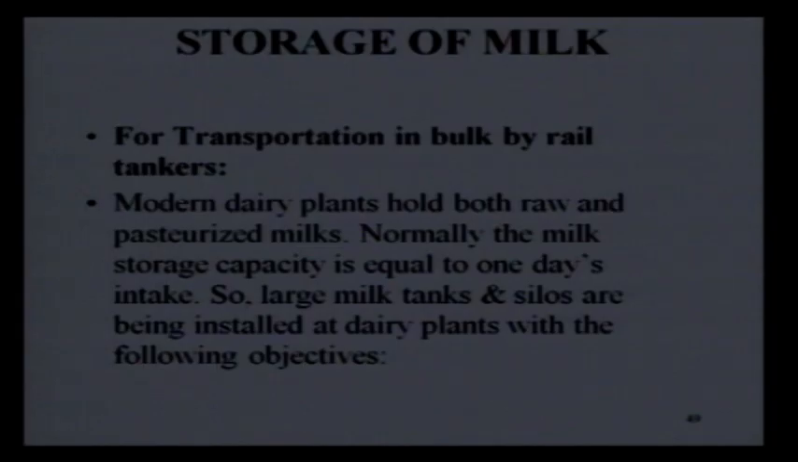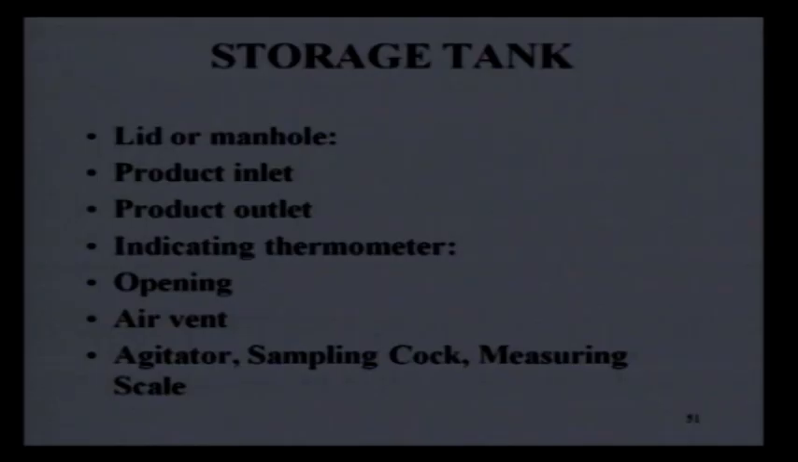Normally dairy plants hold both raw and pasteurized milk, and we have to see that the milk storage capacity is equivalent to one day's intake. At least we have to ensure that if we are collecting around 2 lakh liters of milk, we should have the capacity to store about 1 lakh liters. So these are the points; you can see the storage tanks. They will have lids, product inlet, product outlet, temperature indicator, opening, air vent, agitator, and scale.